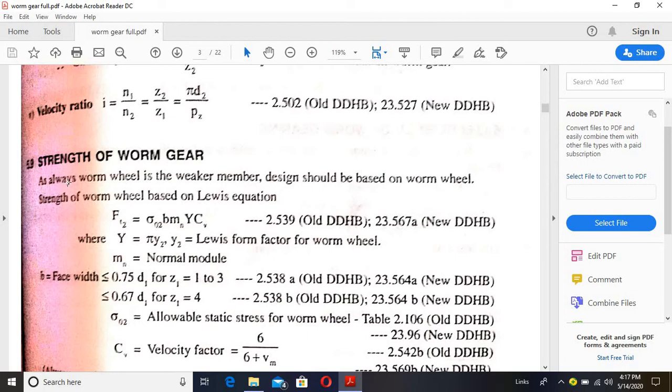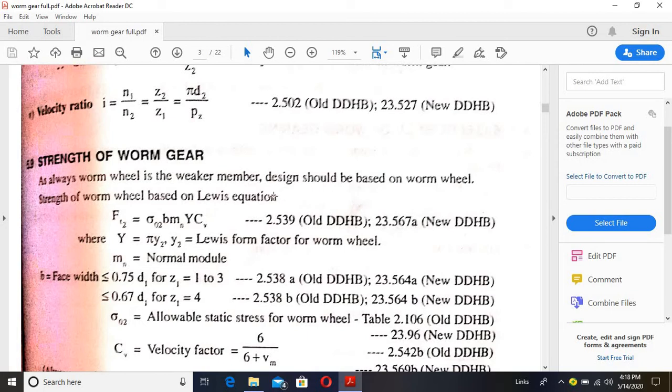Now see, as always the worm wheel is the weaker member. So in this worm gear problem we are not identifying which is the weaker member, as you have done for other gears. Directly we are taking the worm wheel. The worm wheel is nothing but the pinion, I told that. So that is the weaker member, and the design is always done for the worm wheel.